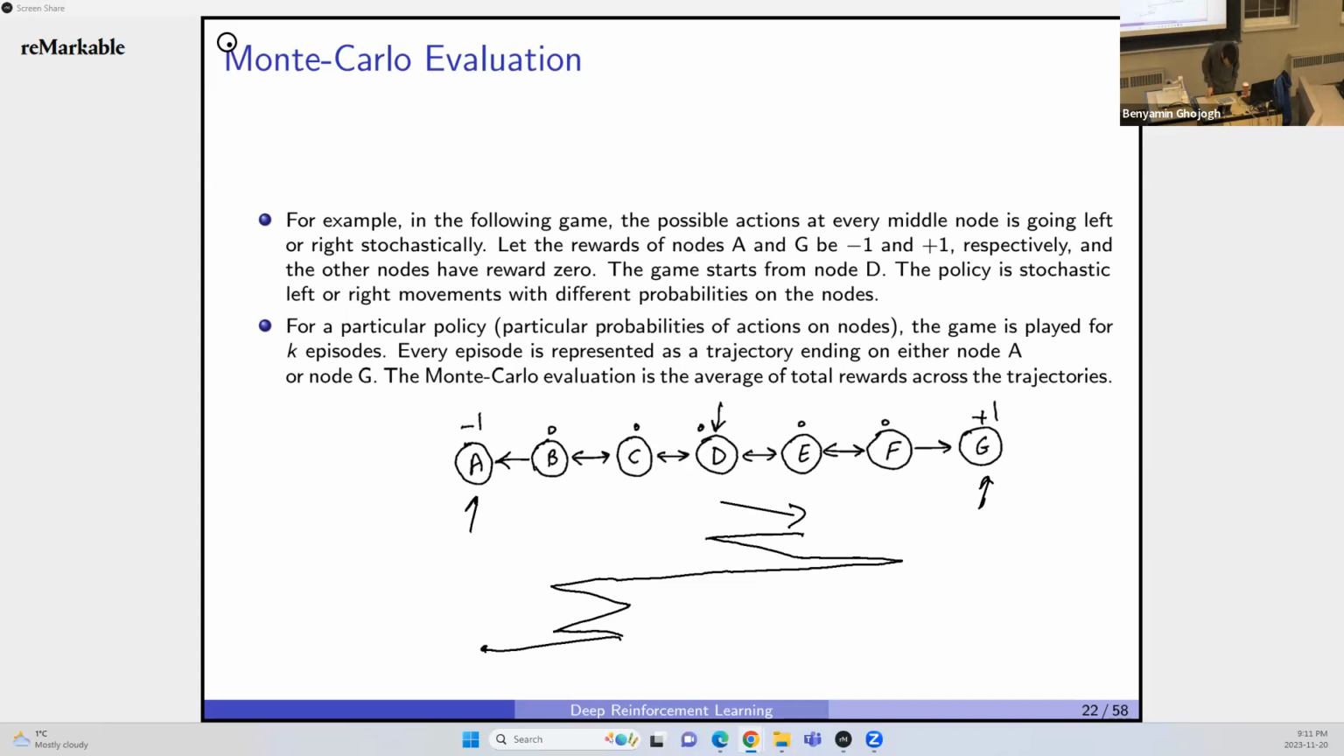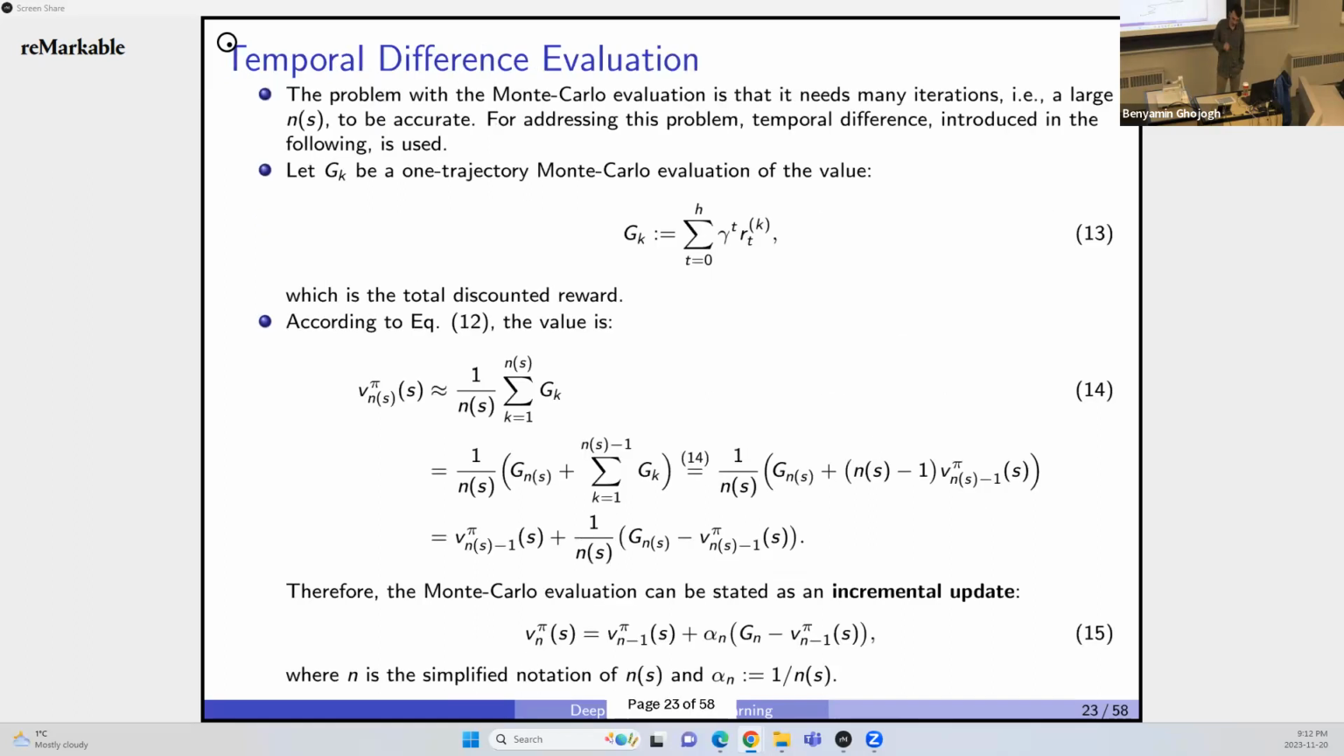For a particular policy, the game is played for k episodes. Every episode is represented as a trajectory ending on either node A or node G. And the Monte Carlo evaluation is the average of total rewards across the trajectories, the episodes that we have. By the way, in a few slides, I will solve this game, at least one iteration of it, and you will see how cool it is.